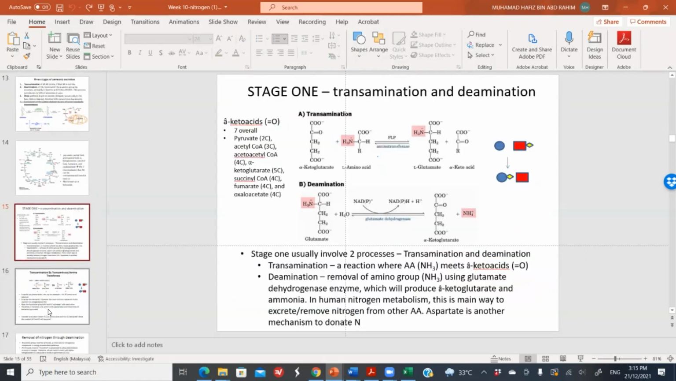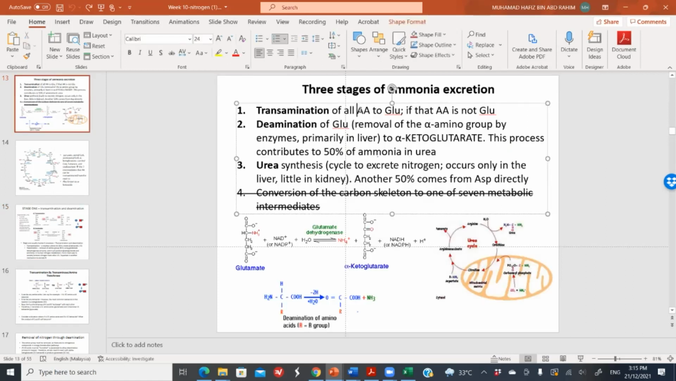Let's look at the first rule first. We said the first rule is, if the amino acid is not glutamate, it must be converted to glutamate first. Remember the first rule. Do you understand the first rule?